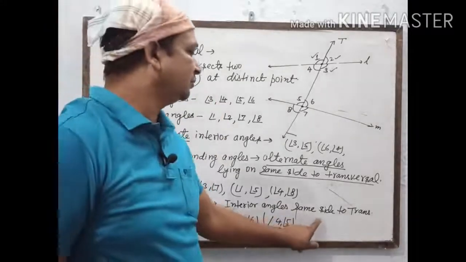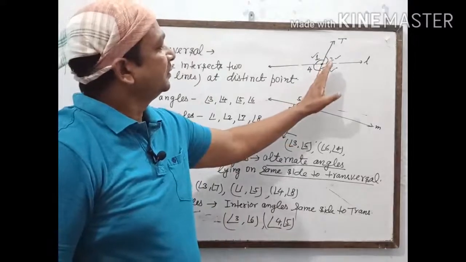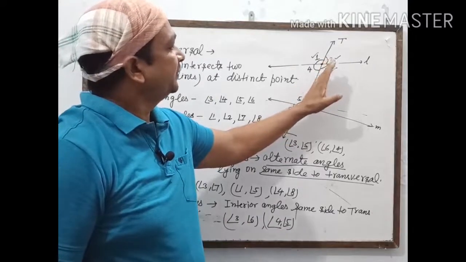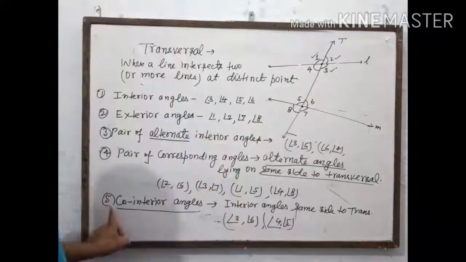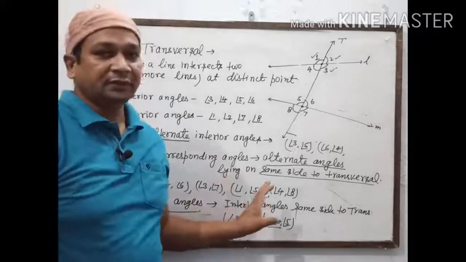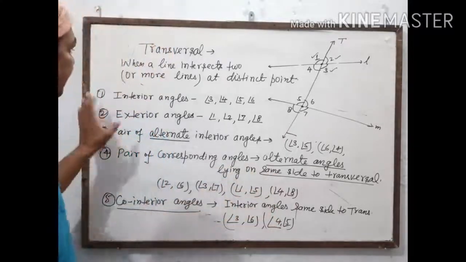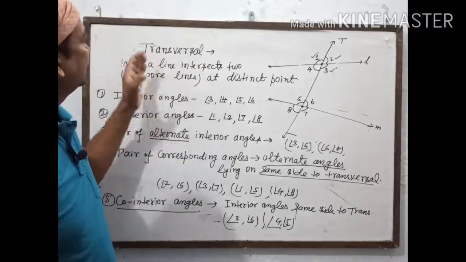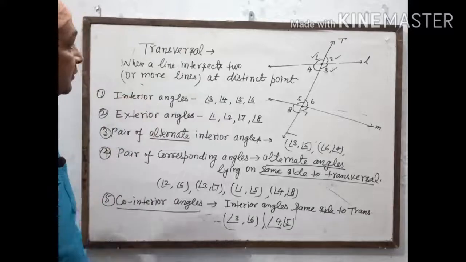Interior angles on the same side of the transversal means a pair of interior angles, one pair on the right side and one pair on the left side, called co-interior angles. Students, I think that all of you understand the transversal and the terms related to the transversal.